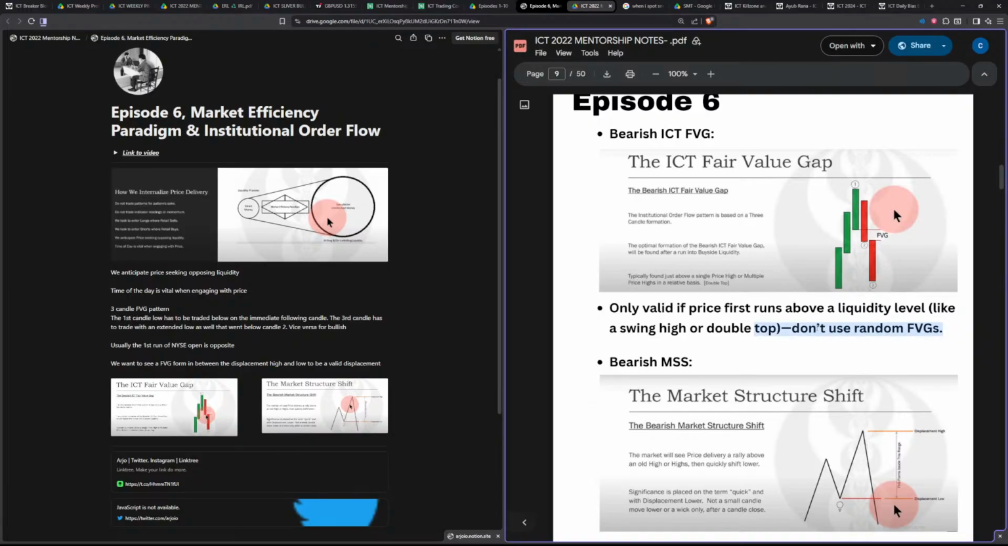Okay, so this is cool. A key: don't use random fair value gaps. I think sometimes I'd be using fair value gaps and giving them power based on the time frame I formed them from, but it should be based on the fact that we've taken out liquidity. And there seems to be a strong liquidity because a swing high or double top represents such.